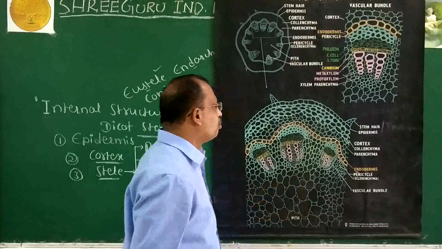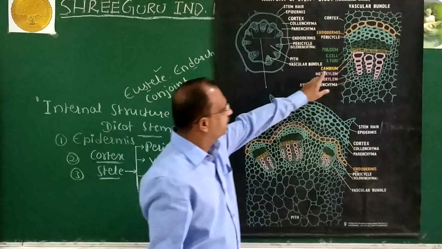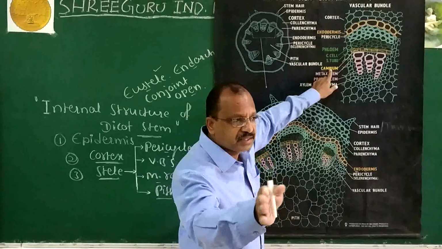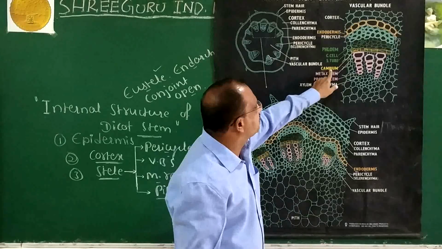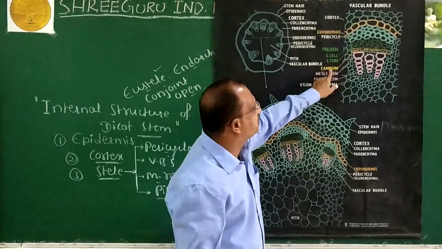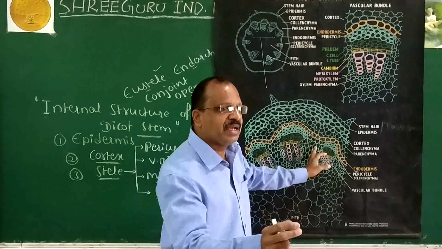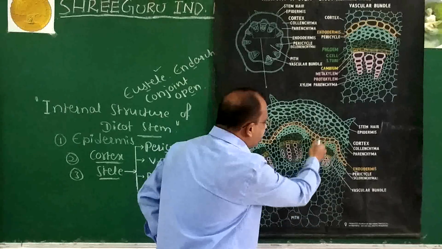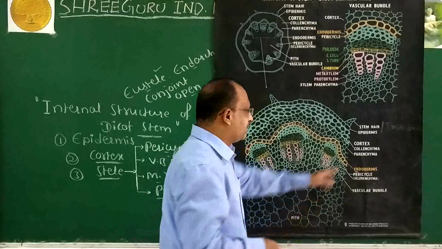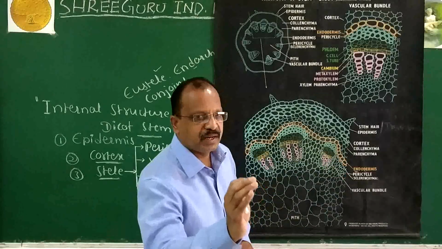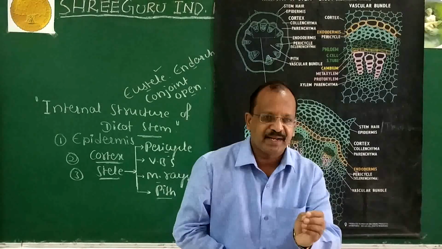Lastly, please remember 2 points that will play a significant role in secondary growth. One, cambium. In case of dicot stem, vascular bundles are open type. Open means a strip of cambium is present in between xylem and phloem. Second, medullary ray. The parenchyma cells that extend radially in between the two vascular bundles and connect the cortex are called as medullary ray. That medullary ray will play a significant role in secondary growth.